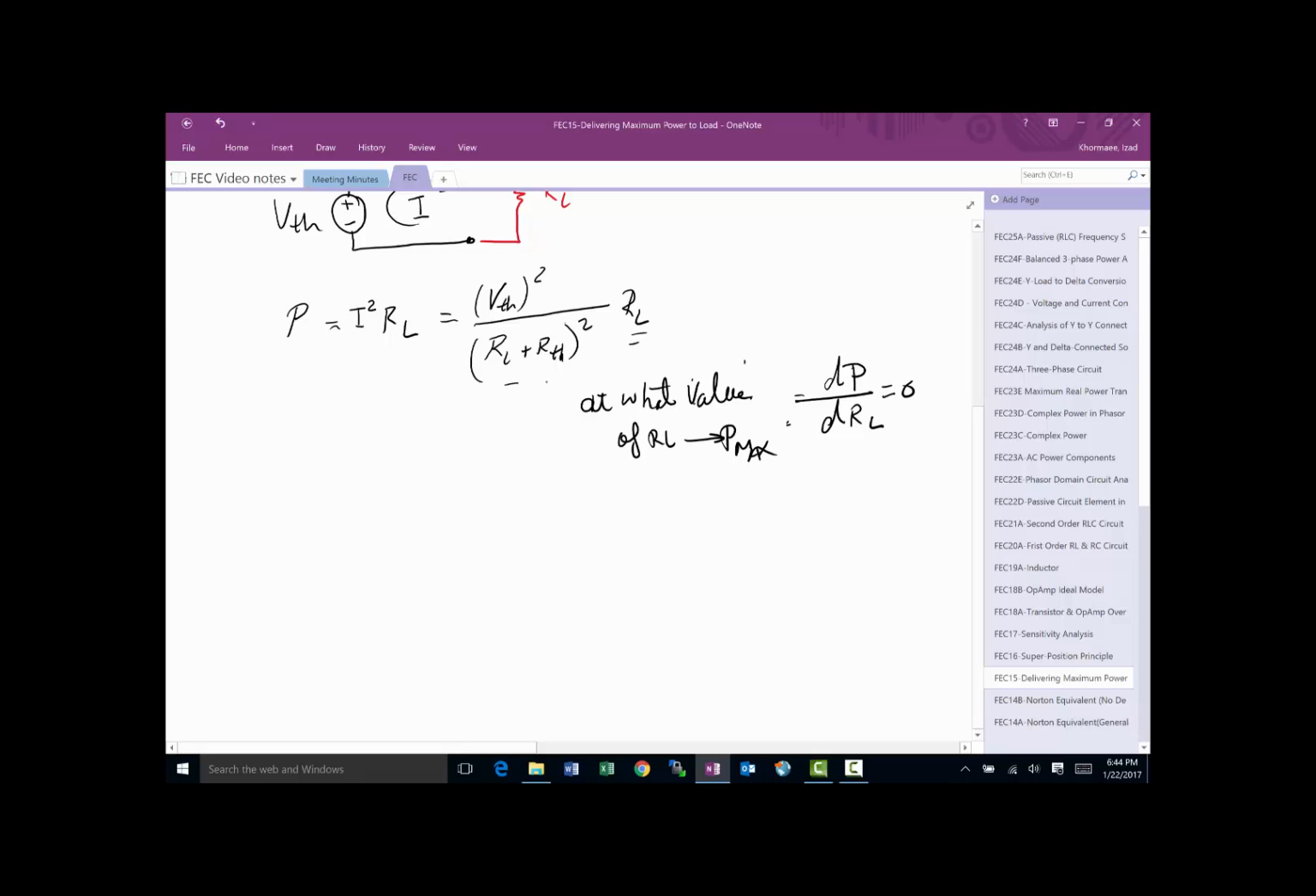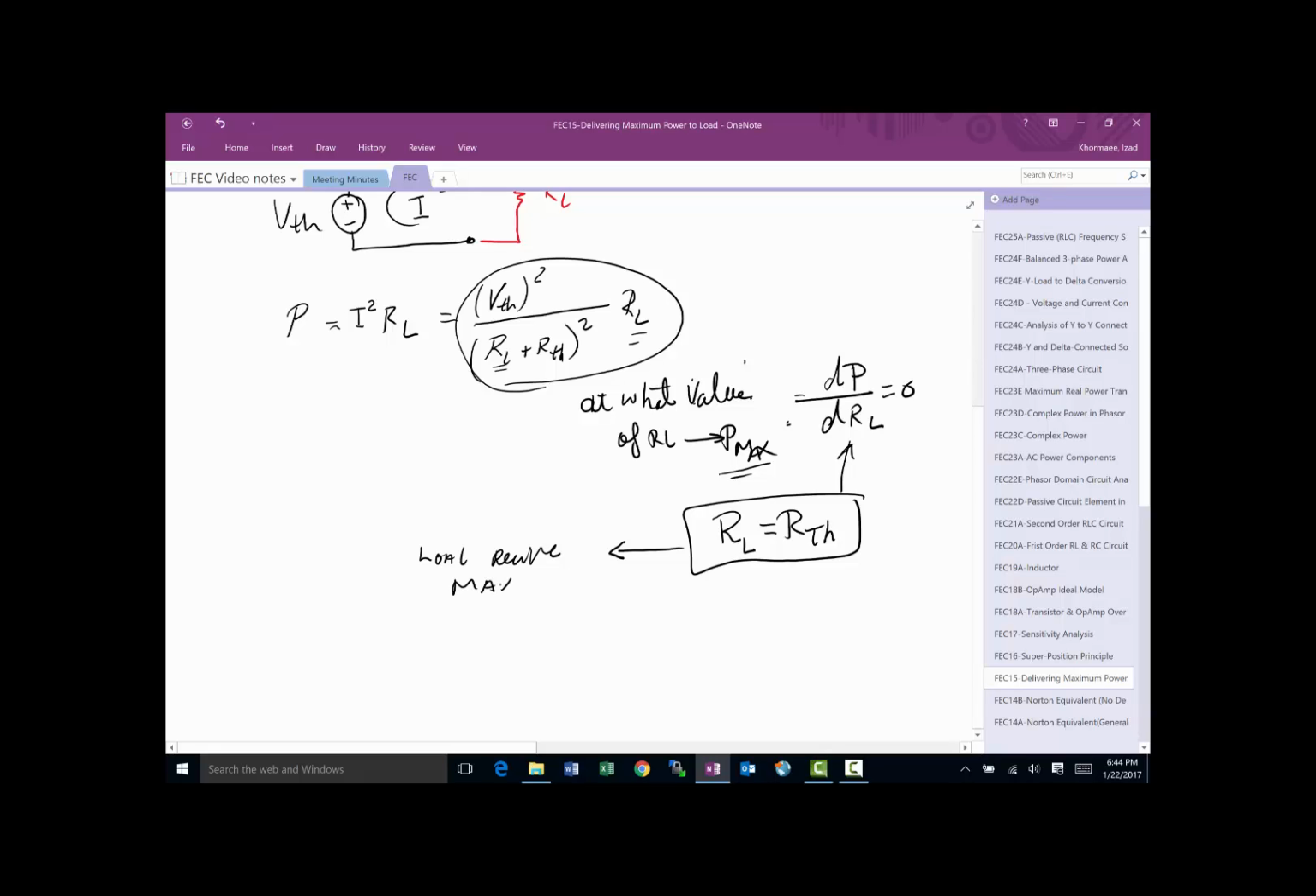I'm not going to go through the derivative process here. You take a derivative of this entity, and the only variable, of course, is RL. So you can go ahead and do that. And the bottom line will be that in order for this derivative to be 0, one thing has to be true: RL has to be equal to R Thevenin. So that's the rule. That will make sure that the load receives maximum power.